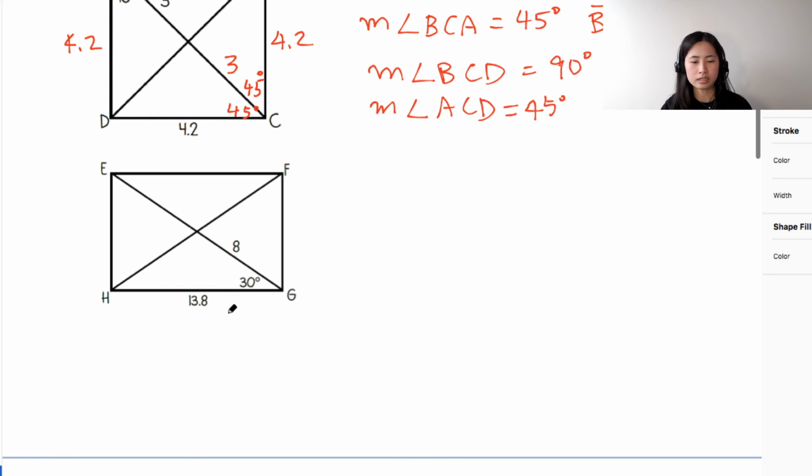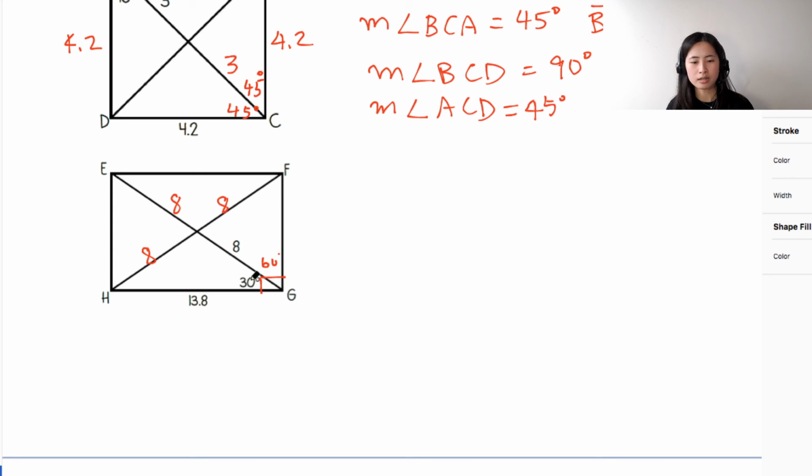Okay, so we have this rectangle. This is 30 degrees, right? This is 8, therefore this must be 8 as well. Remember, in a rectangle, the diagonals are also congruent. So if this is 8, this has to be 8 as well. Okay, great. So now that we know that this is 30 degrees, and it's a rectangle, therefore this must add up to 90 degrees.